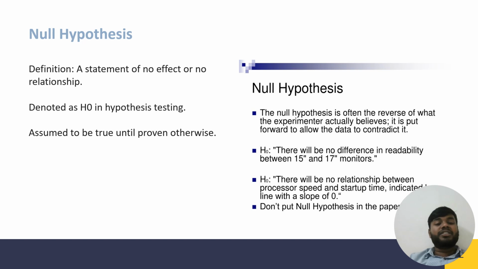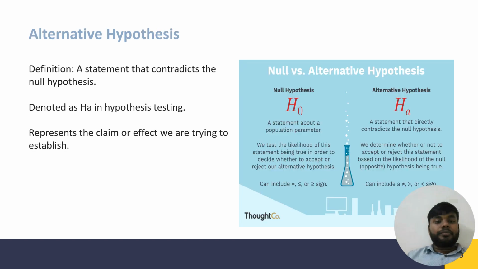Null hypothesis. Definition: a statement of no effect or no relationship, denoted as H0 in hypothesis testing, assumed to be true until proven otherwise. Alternative hypothesis. Definition: a statement that contradicts the null hypothesis, denoted as HA in hypothesis testing, represents the claim or effect we are trying to establish.